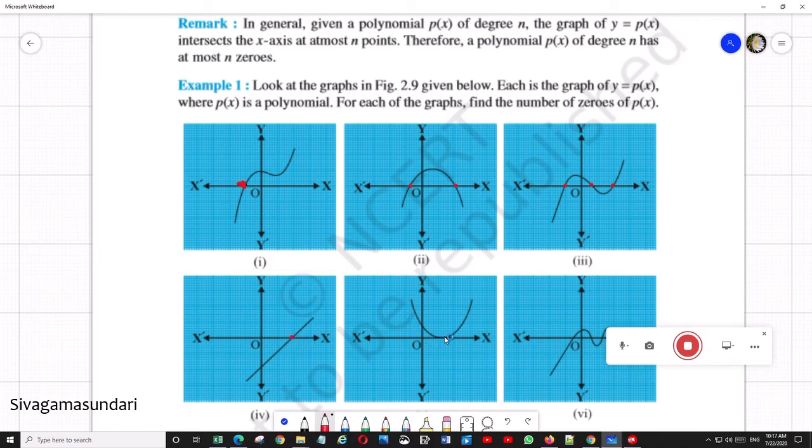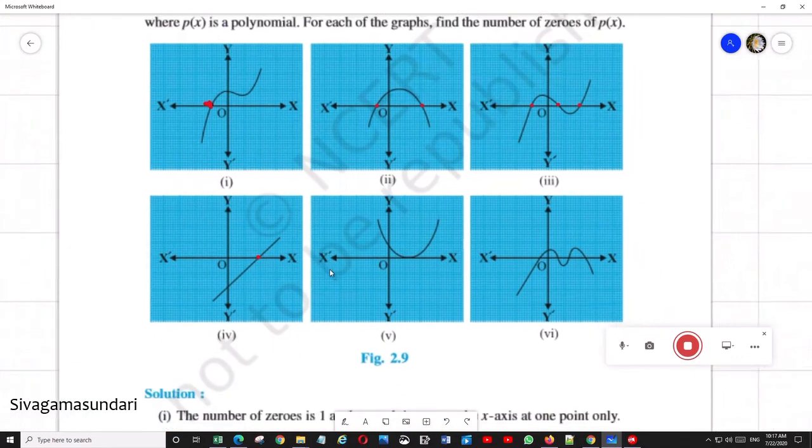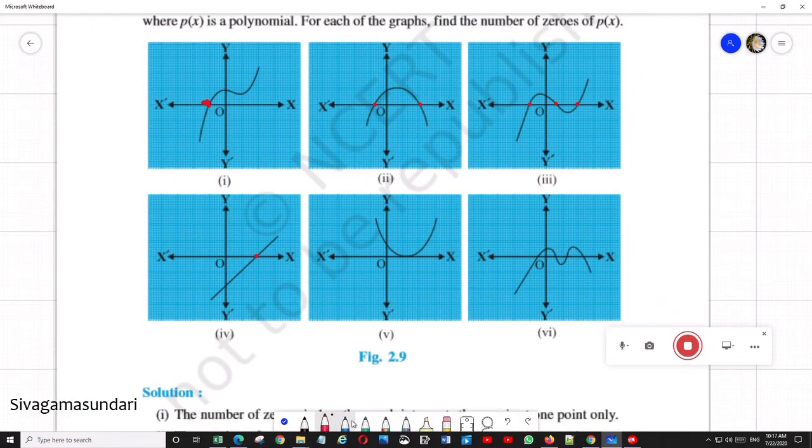Now for the fourth one, it intersects at only one point, so it has only 1 zero. Similarly for the fifth one, it intersects at only one point, so it has only 1 zero. Sixth one, it intersects at 4 points, so we say that the equation has 4 zeros.